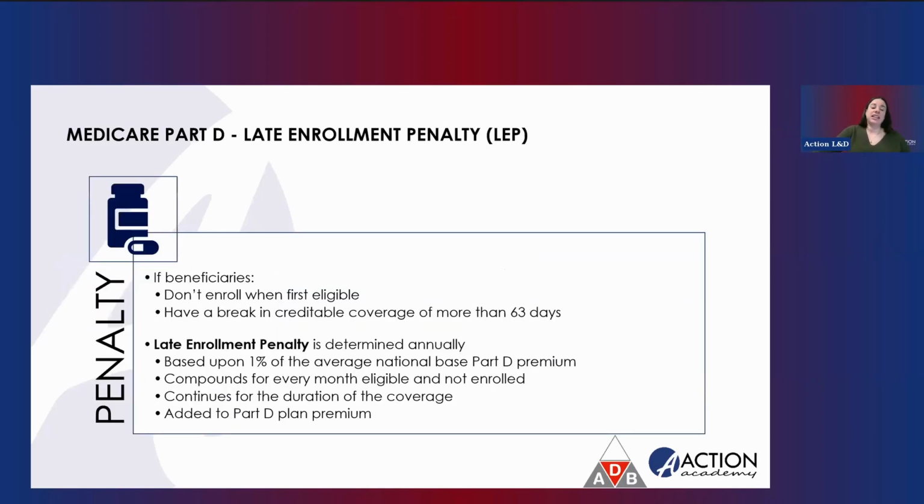There is a late enrollment penalty, like I mentioned before. If your beneficiaries don't enroll when they're first eligible for coverage, or have a break in credible coverage of more than 63 days, they're going to have to pay a penalty. That late enrollment penalty is determined every year and is based on 1% of the average national base Part D premium. It continues for as long as you have Part D and is added on to the charge for the Part D premium. So it's kind of similar to Part B's late enrollment penalty.